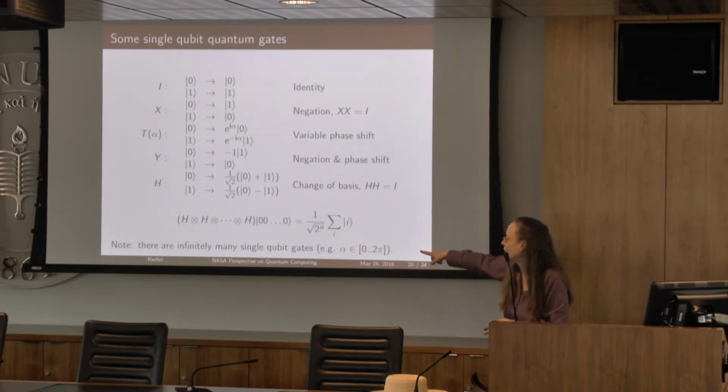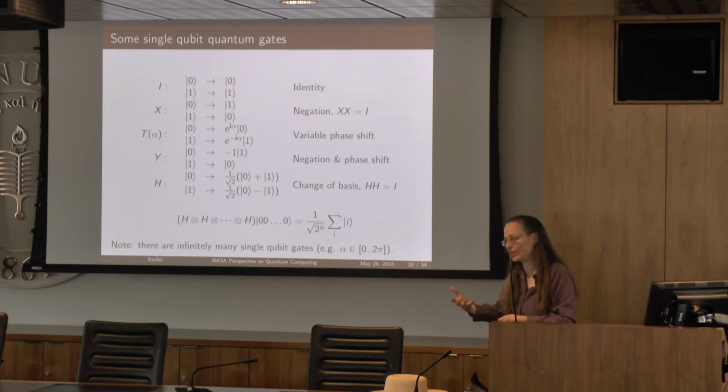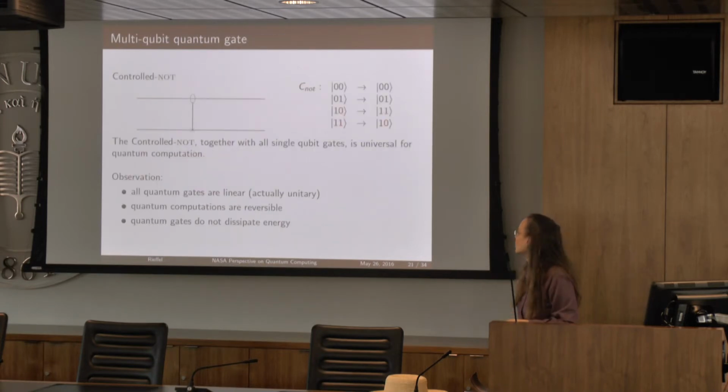Now, I mentioned there are infinitely many single qubit gates. You can just take a small subset of that and be able to approximate everything closely. And so people generally just take a small subset of these single qubit gates when they're implementing them. But in theory, you could do all of those.